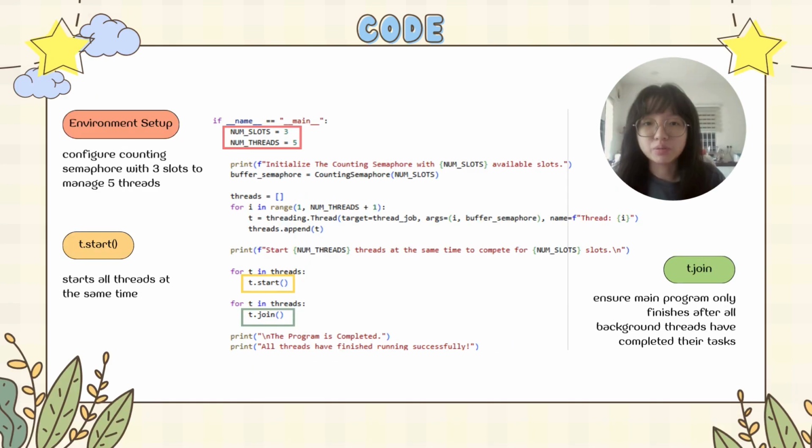In the main execution block, we define our environment variables, which is 5 threads as required in this question and the 3 slot capacity. This creates a constrained environment where contention is guaranteed. By using t.start in a loop, we launch all threads simultaneously. This forces our semaphore to handle a sudden burst of requests. We then use t.join to synchronize back with the main process, ensuring the program only concludes after every thread has safely released its resource and exited the simulation.